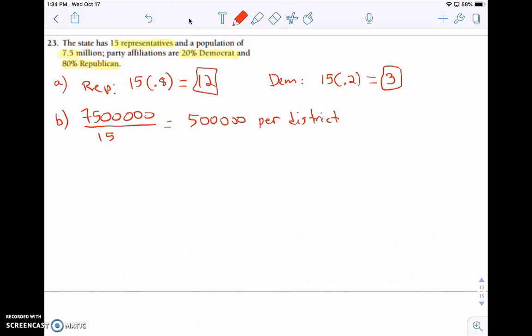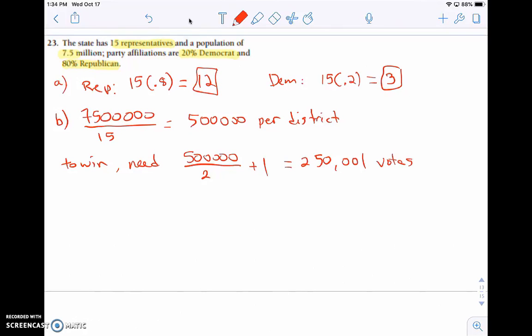So in order to win, you need half the votes and then one more. So we need 500,000 divided by 2, which is 250,000 plus 1. So you need 250,001 votes or people to vote for you here.